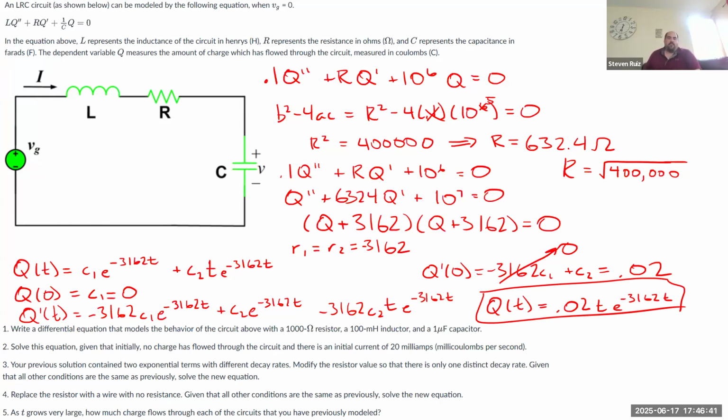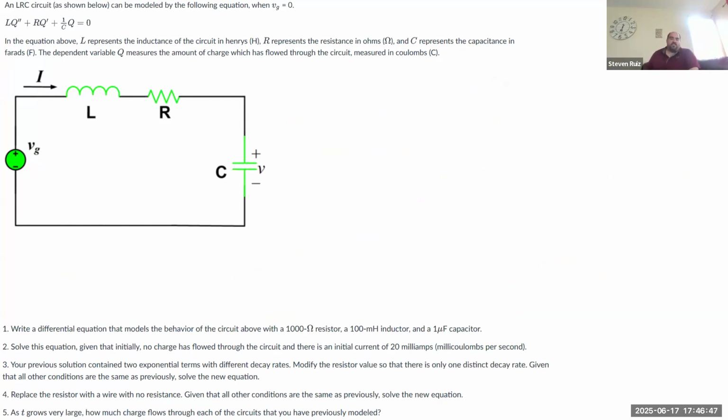All right. Let's go ahead and get our new sheet for question 4. Now I want to replace the resistor with a wire. Basically, effectively what I'm doing here is that R equals 0. So what effect does that have? Now my equation is L Q double prime, so 0.1 Q double prime. Middle term is gone now. Plus 10 to the 6th Q equals 0.